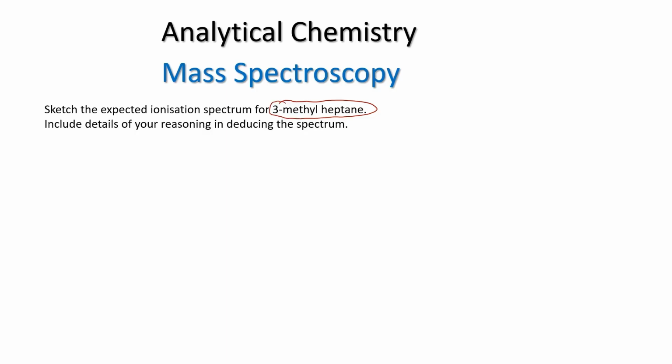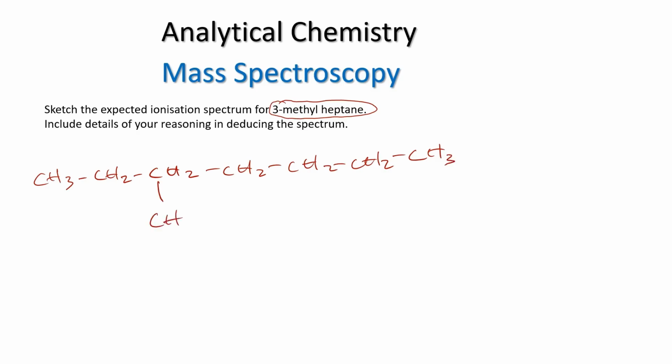So we draw the structural formula for 3-methylheptane. We have CH3, CH2, CH2, CH2, CH2, CH2, 1, 2, 3, 4, 5, 6, and CH3. This is heptane. Then we have methyl on carbon atom number 3, CH3. Okay, now this is the molecular structure of 3-methyl heptane.